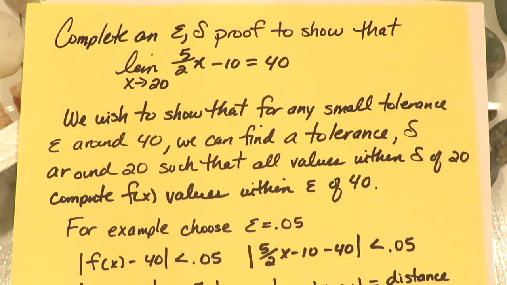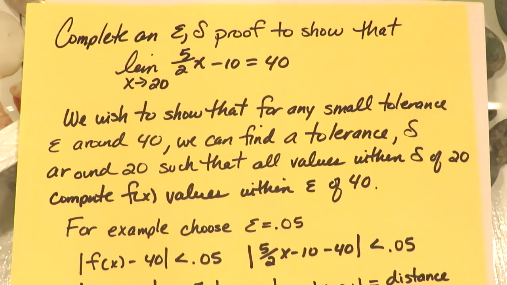So what you're really doing when you are pointing out what a limit is, you are showing that for any small tolerance around your limit value, in this case 40, you would be able to find a tolerance around your special x value, 20, such that if you stay within that tolerance of 20, all of your f of x values stay within your chosen tolerance of 40. I know that's a mouthful, okay, so let's kind of repeat it.